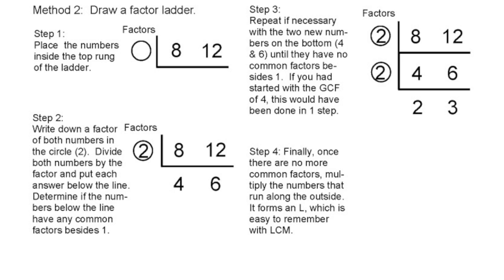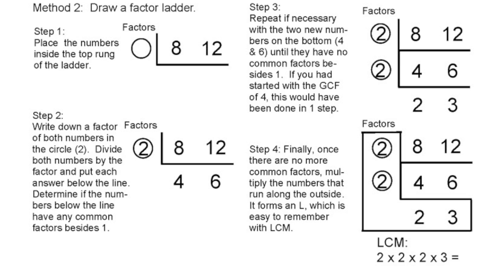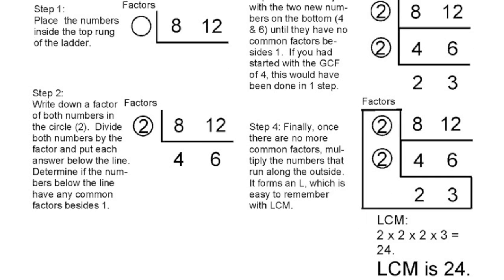It's going to form an L, as you can see here, which is easy to remember with LCM. So all I'm going to do is multiply all the numbers that run along the outside. So I have 2 times 2 times 2 times 3. I'm just going from the top and working my way to the right. So that's going to work out to 24. So that's another way to get your LCM.